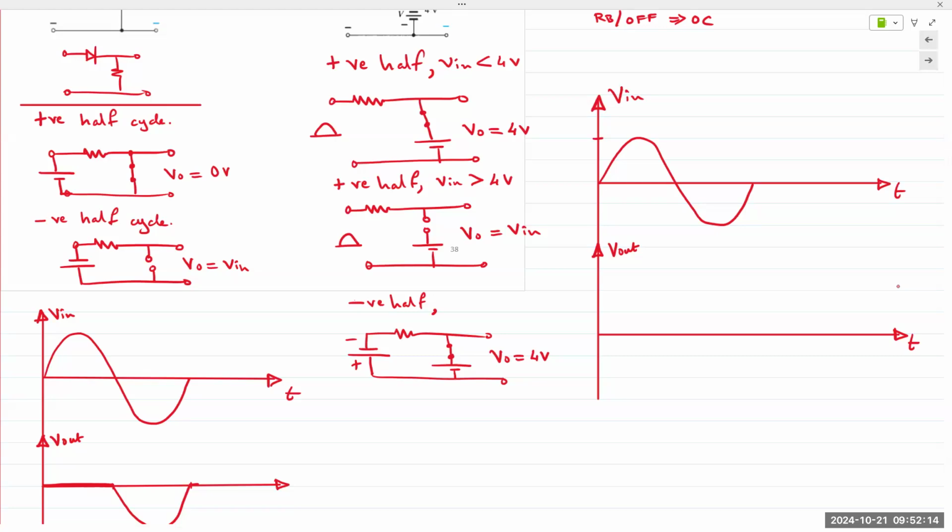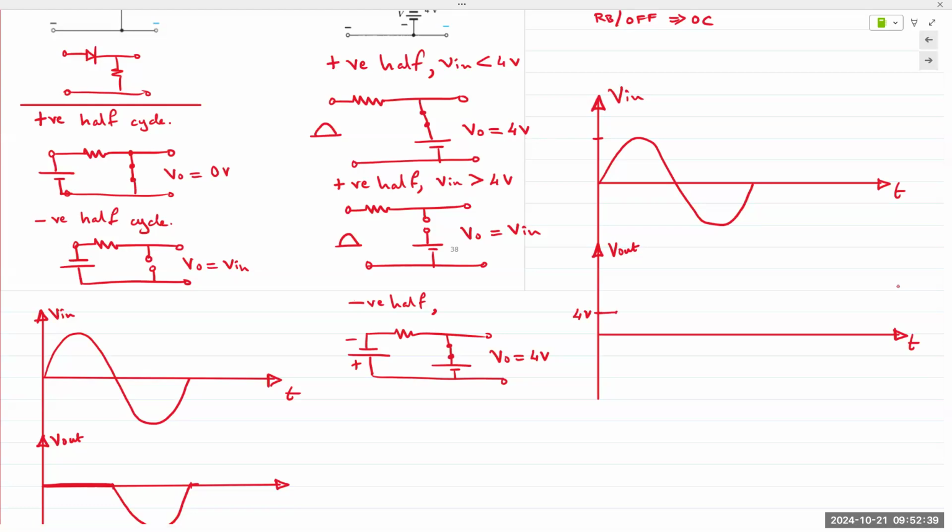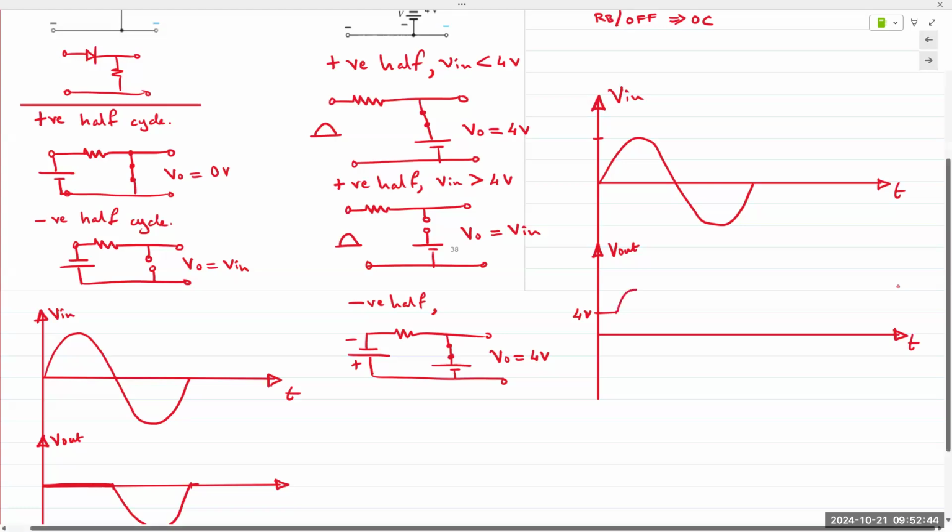So let's say 4 volts is here, right? Let's say this is 4 volts. In my waveform, right below 4 volts, the diode is on, and so the battery is connected, so my output stays at 4 volts. Then the diode turns off, and V in is delivered to the output.